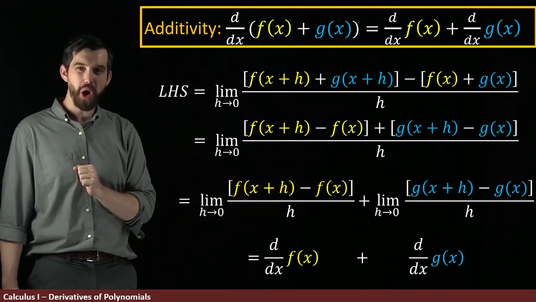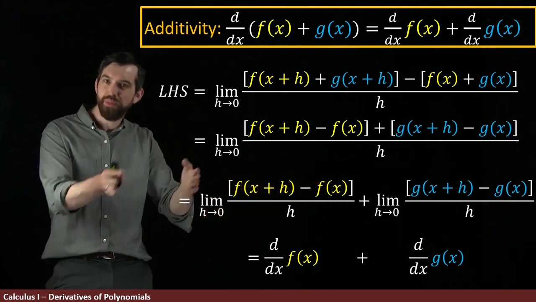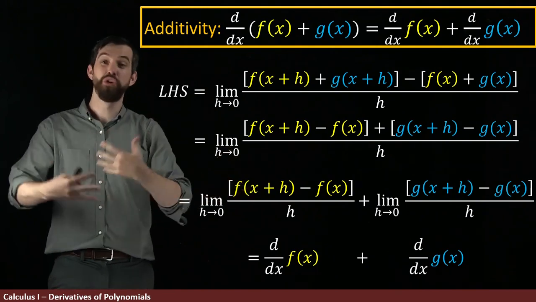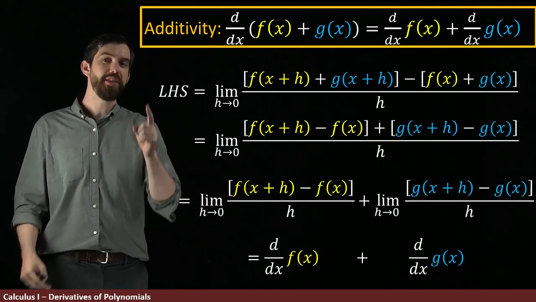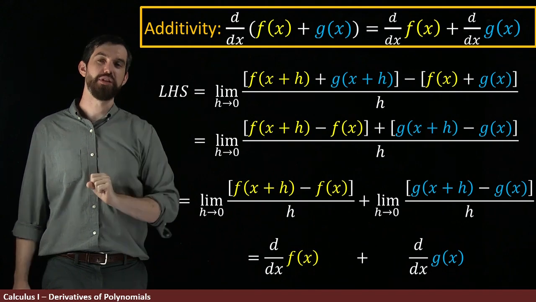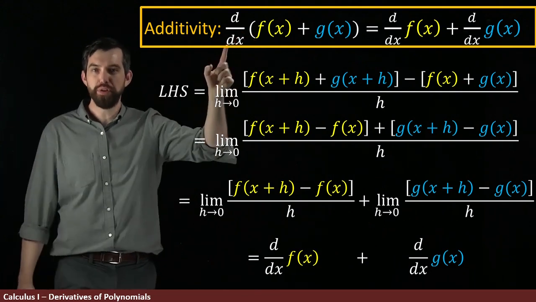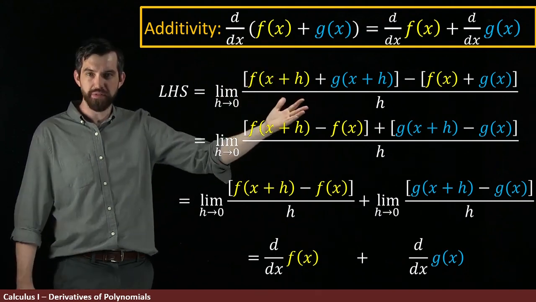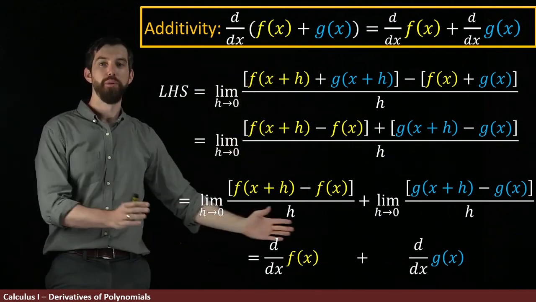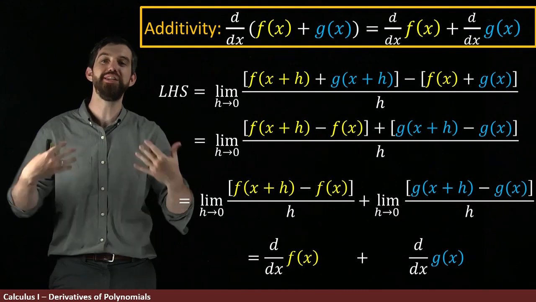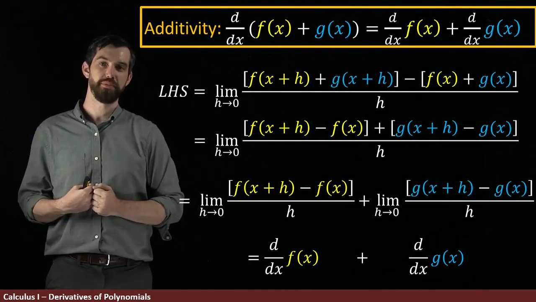Indeed, you might have recalled that the limit of a sum was the sum of the limits. I could distribute a limit through a sum, that is, but that only worked if those limits were defined. So this additivity property, it's true the derivative of the sum is the sum of the derivatives if both of those two derivatives individually exist.